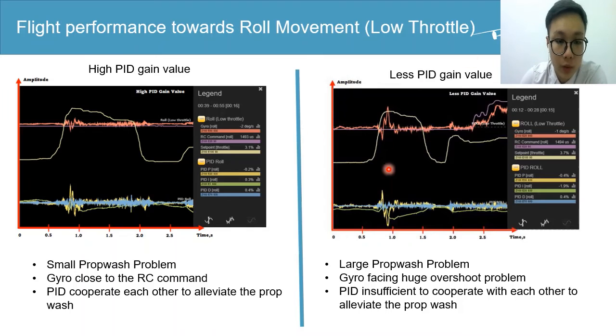For the low PID value part, the prop wash gets worse, which can be observed by the large oscillation here. On the PID side, the proportional is trying to decrease the error between the gyro and the RC command, and obviously this is not enough gain to solve it. So the integral is hugely increased to assist the proportional in balancing the drone here. The derivative should assist the proportional to avoid the overshoot happening.